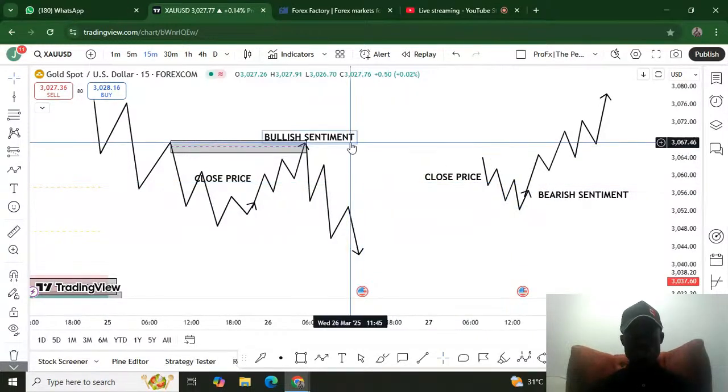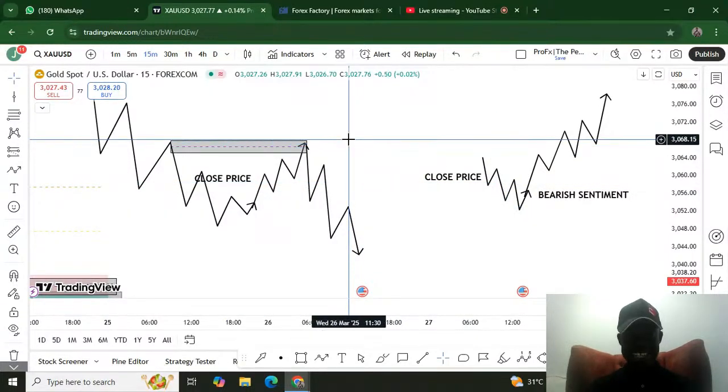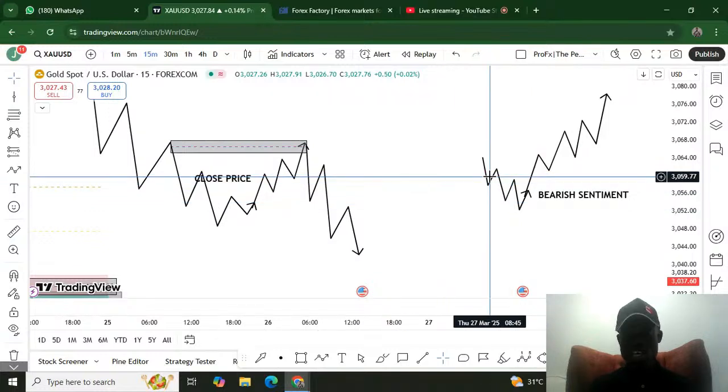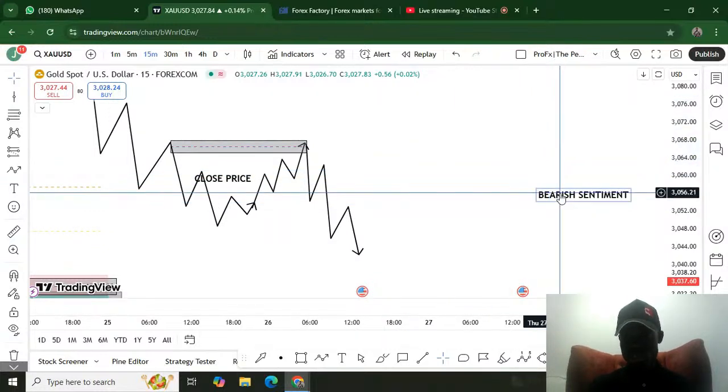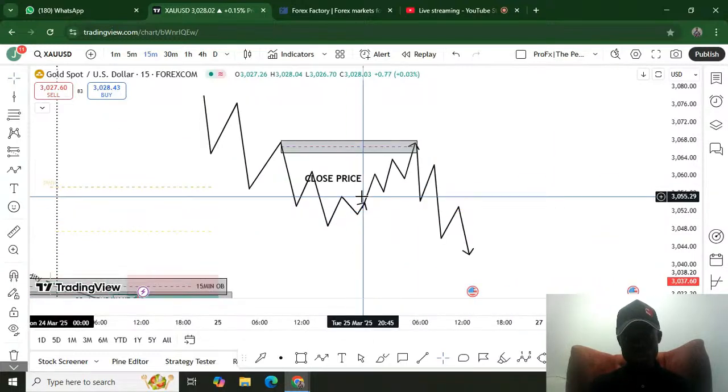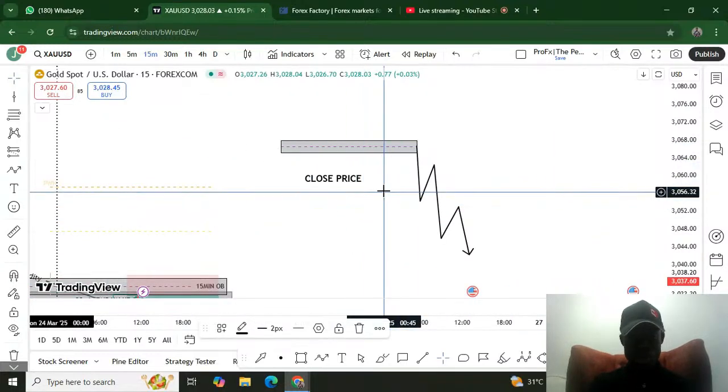So if you look at the chart, if you go and back test, you see how these different scenarios play out. Now look at today. Let's now go to the chart for today.